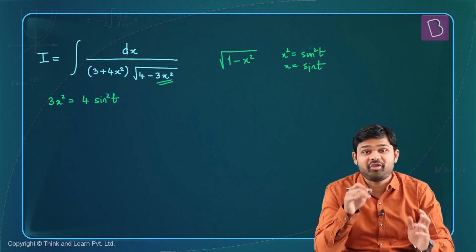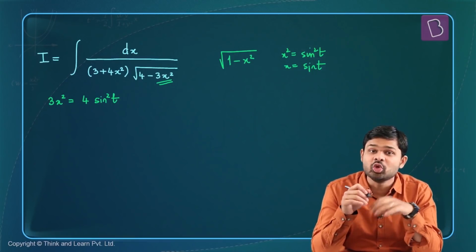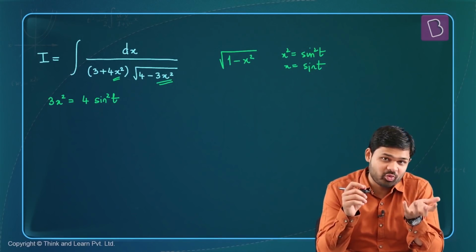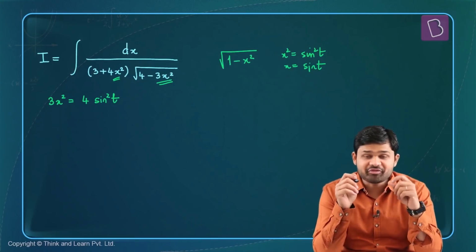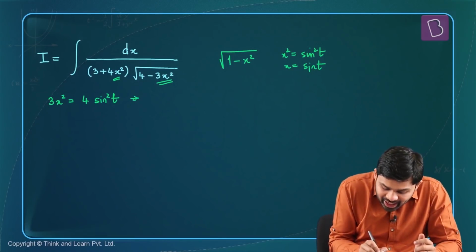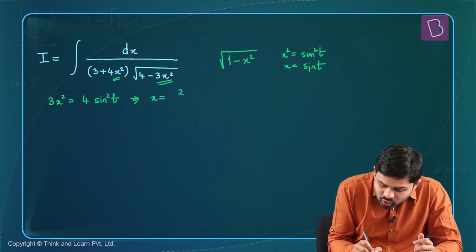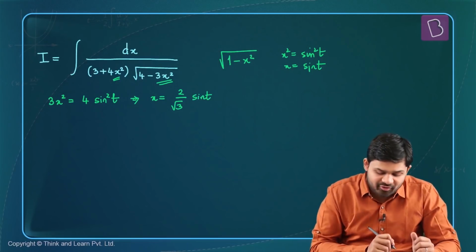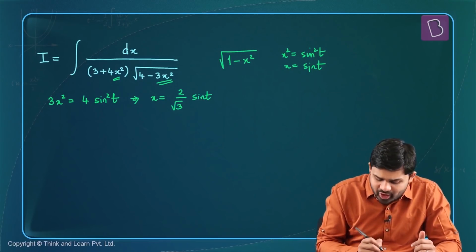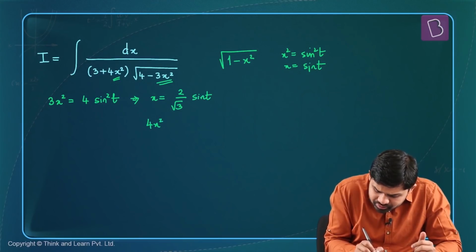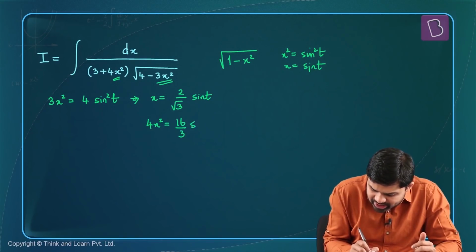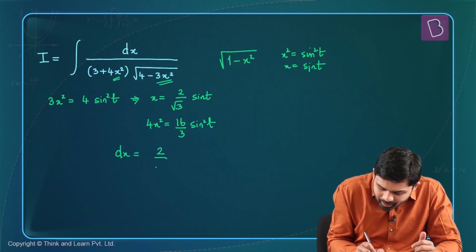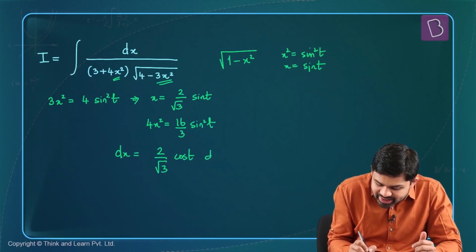So let's try and find out what is dx corresponding to this substitution, and also there is another term 4x square. So let's try and find out what is 4x square also in terms of this substitution. So if 3x square is 4 sine square t, that would imply that x is nothing but 2 over root 3 sine t, isn't it? So now we can find out what is 4x square. 4x square will be nothing but 16 divided by 3 sine square t, and dx will be nothing but 2 by root 3 cos t dt.